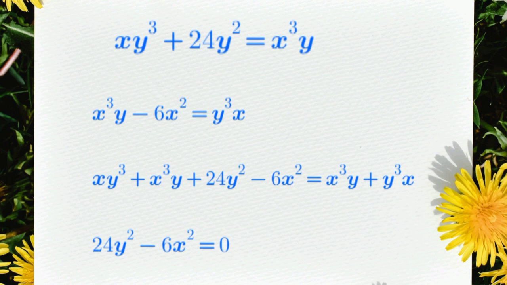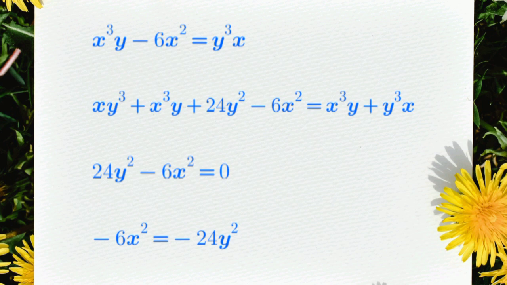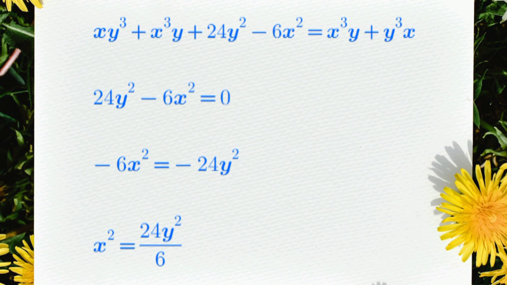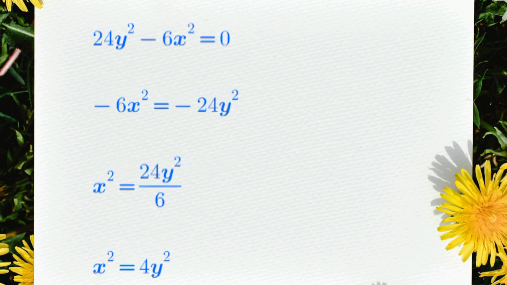Now we are going to try making x the subject of the formula. So how do we do this? We add negative 24y squared to both sides of our equation. So this is going to give us minus 6x squared is equal to minus 24y squared. Now obviously the minus is going to cancel the minus. Now to solve for x squared, we are going to divide both sides by 6. So when we divide both sides by 6, we'll be left with x squared is equal to 4y squared.